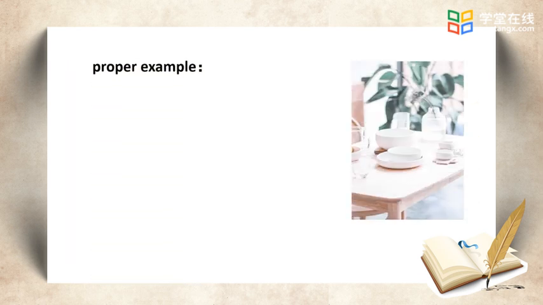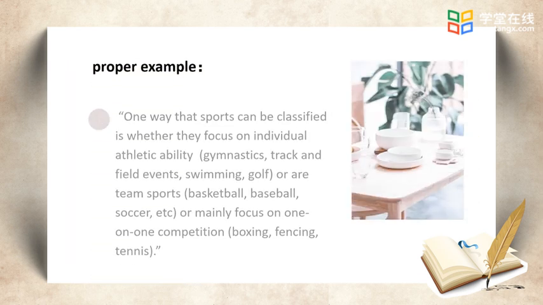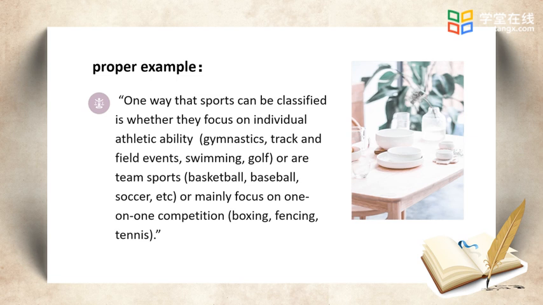Here is a proper example of the use of classification. One way that sports can be classified is whether they focus on individual athletic ability: gymnastics, track and field events, swimming, golf; or are team sports: basketball, baseball, soccer, etc.; or mainly focus on one-on-one competition, like boxing, fencing, tennis.